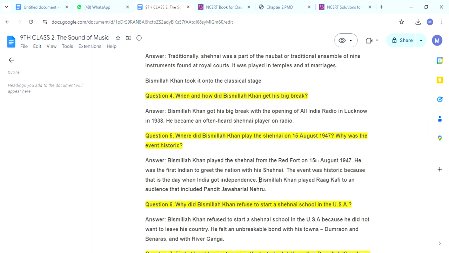Number 5. Where did Bismillah Khan play the Shahnai on 15 August 1947? Why was the event historic? Answer: Bismillah Khan played the Shahnai from the Red Fort on 15 August 1947. He was the first Indian to greet the nation with his Shahnai. The event was historic because that is the day when India got independence. Bismillah Khan played Raag Kafi to an audience that included Pandit Jawaharlal Nehru.